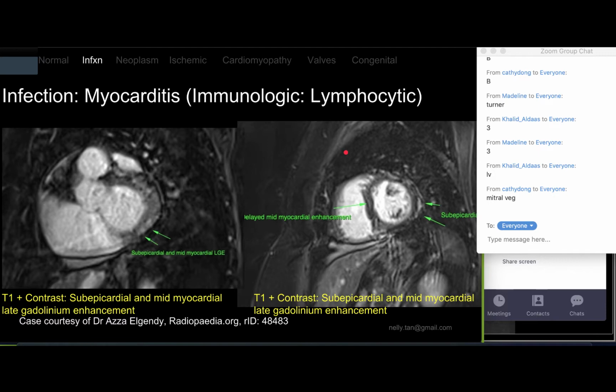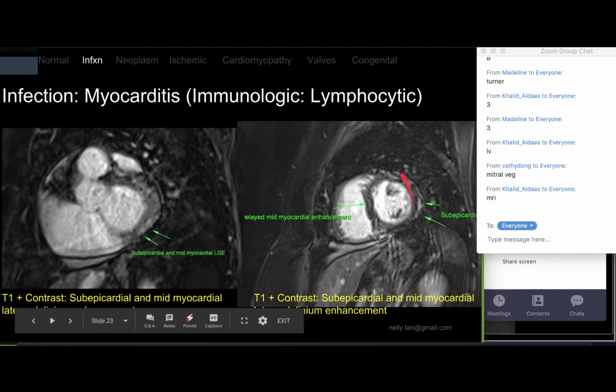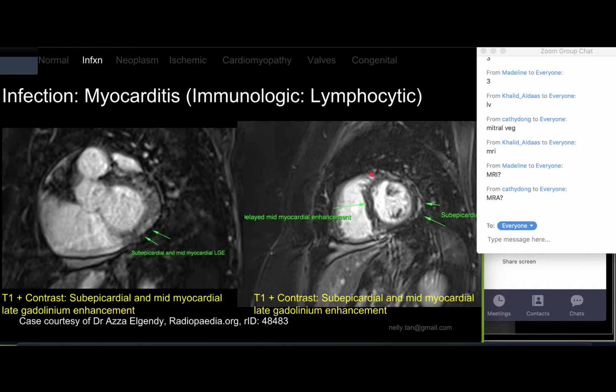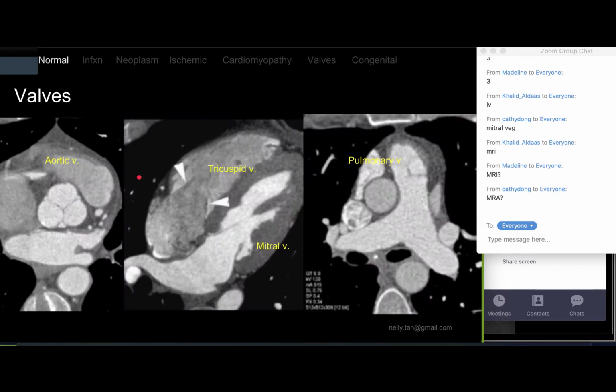What kind of study is this? MRI, yeah. So this is an MRI, and yes, someone mentioned that it has contrast. MRA is different from MRI with contrast. So MRA looks at vessels. So this one we're looking at the heart. So the timing of the contrast is a little different. The view for this is the same view as the other.